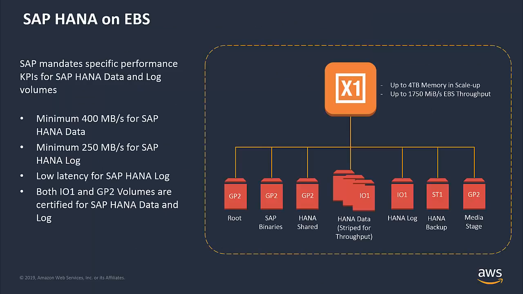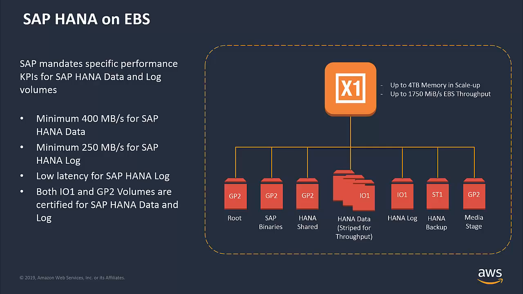Enterprise customers run SAP HANA on AWS and use EBS volumes to meet the required performance KPIs. Mission-critical SAP HANA applications will often run on the X1 family of EC2 instances. This instance type can scale up to 4 terabytes of RAM and provide up to 1,750 megabytes per second of EBS throughput.